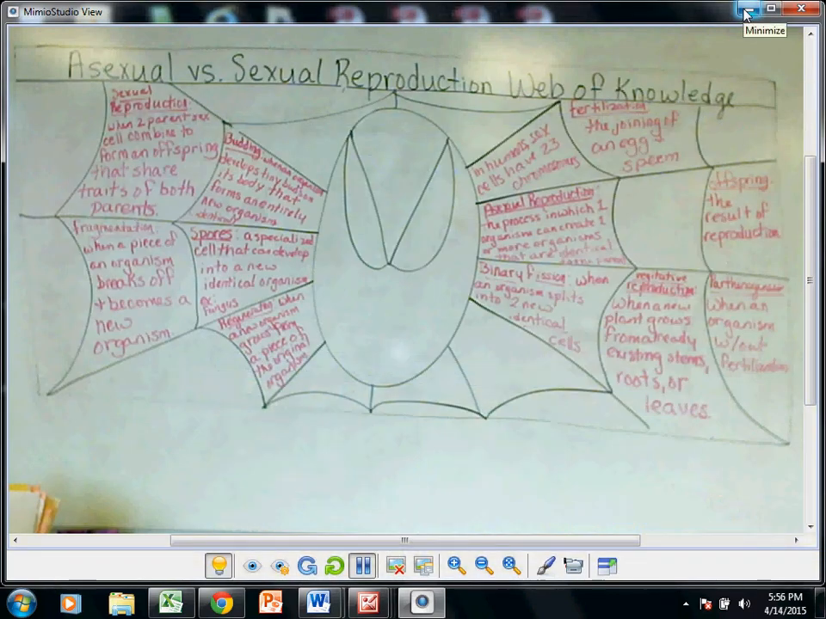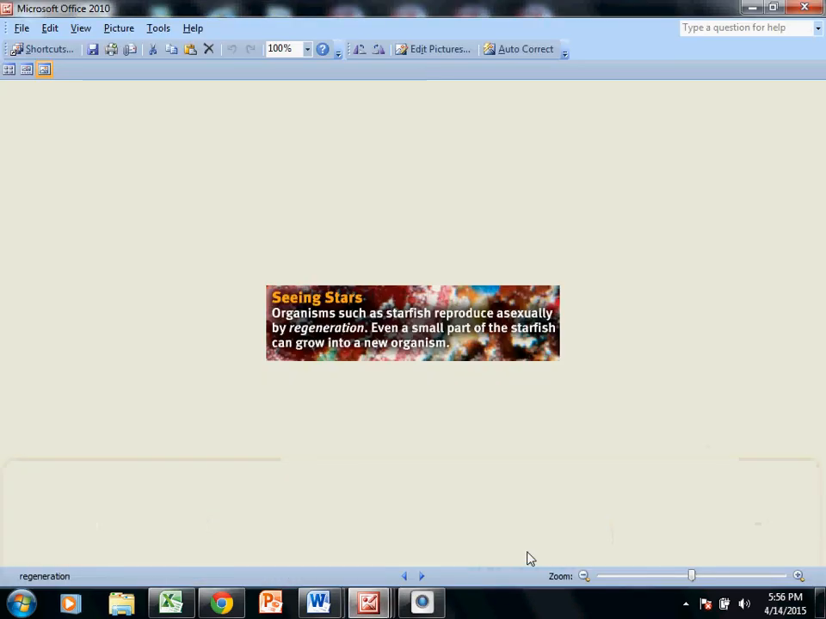And then lastly, we talked about regeneration. And that is when a new organism grows from a piece of the original organism. The example that we gave in the book and the video I showed you in class was all about how starfish regenerate. Chameleons also can regenerate their tail, things like that.